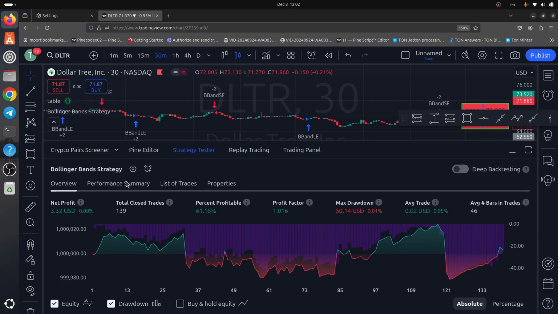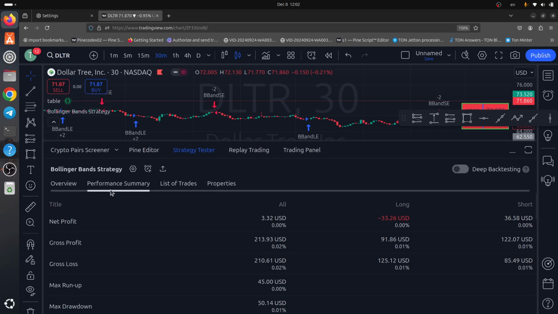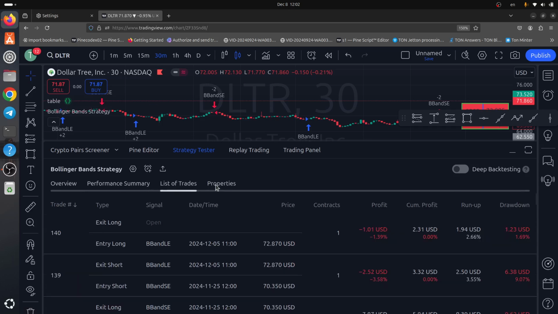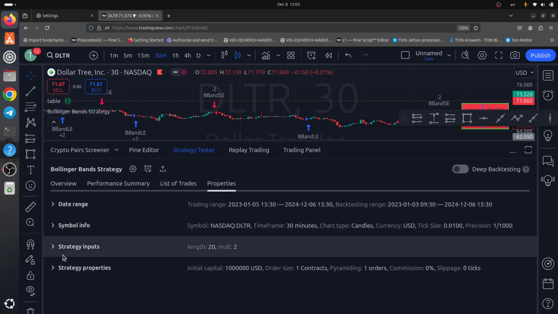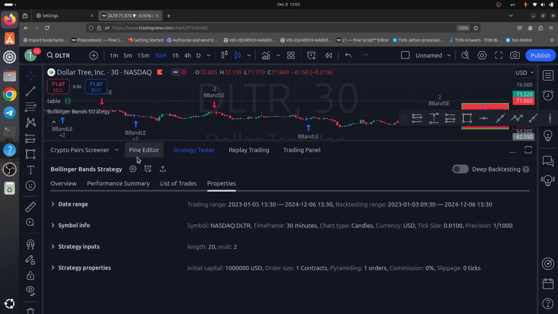Okay, here we have performance summary. From here you can also see list of trades, profit, date range, symbol info, strategy input, strategy properties.